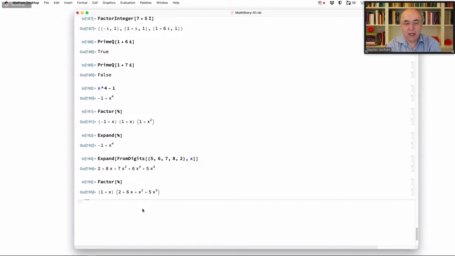I would say that the key thing that's letting me explain all this stuff is that I'm just typing stuff into Wolfram Language, and we're seeing what happens. That's why we're able to, I think, explain what's going on so easily.